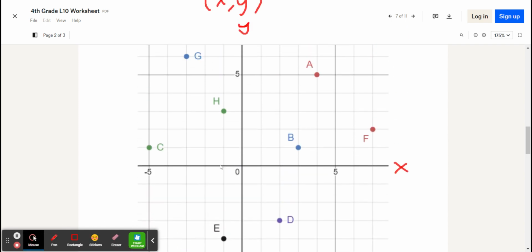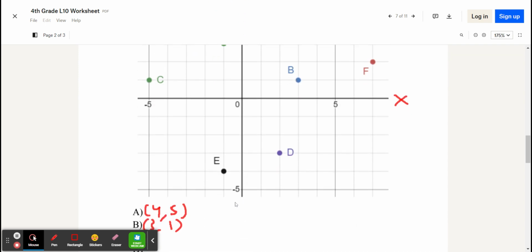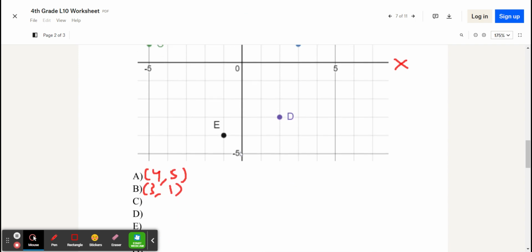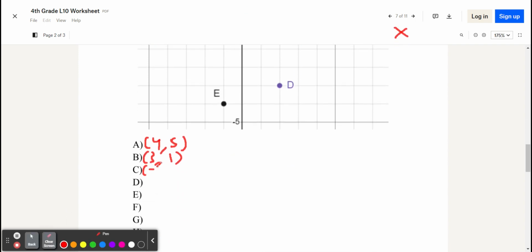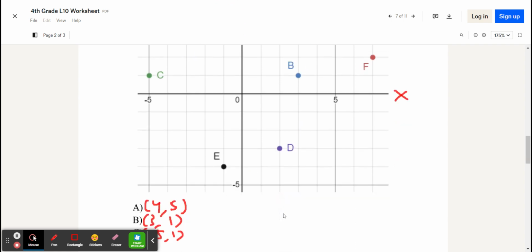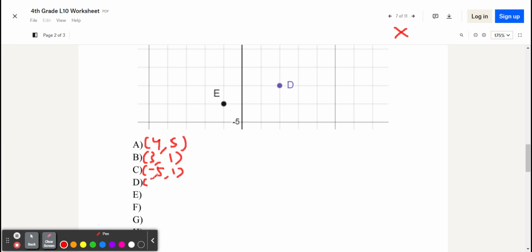For C, here we're going to the left, and left is the negative direction for x, and down is the negative direction for y. So it would be 1, 2, 3, 4, 5, but make sure it's negative 5 because it's going to the left. So the x value is negative 5, and then the y value is positive 1. So that'd be negative 5, comma 1. D, we go 2 to the right, and then 3 down. So x is 2, and y is negative 3. So that would be 2, comma negative 3. Now make sure the y always goes second.